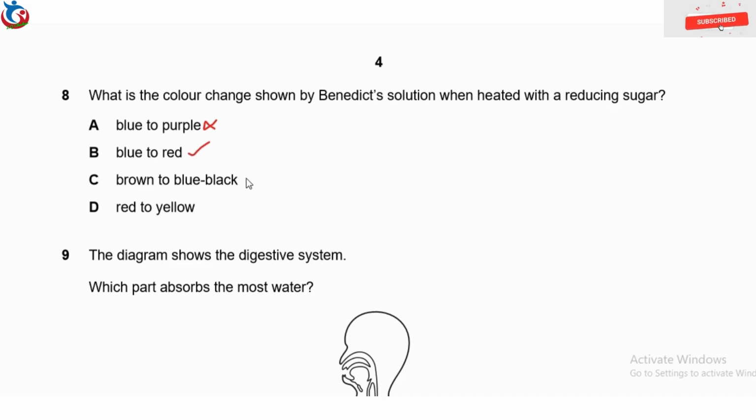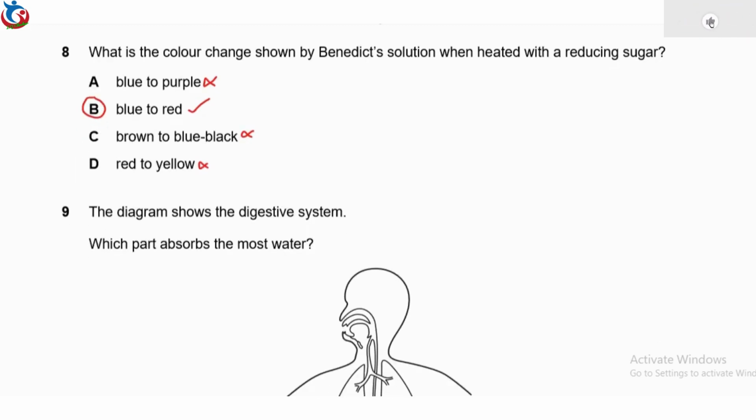Not brown to blue-black, and blue-black is even the test for starch. Red to yellow. So our correct answer here is option B. Option B, blue to red, is the test for reducing sugar.